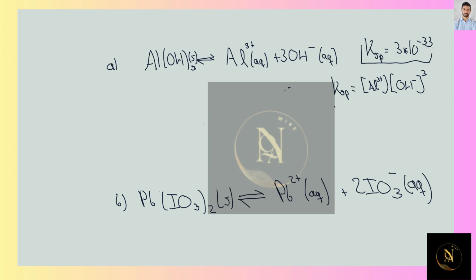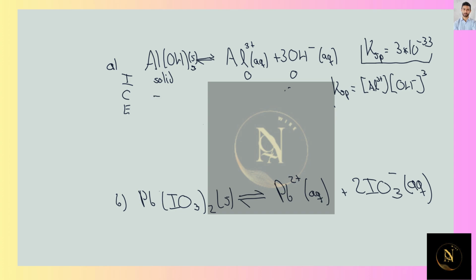Let's remember that the definition of KSP is equal to the product of the concentration of aluminum times the concentration of OH minus elevated to the stoichiometric coefficient, in this case 3. Most professors, in this type of problem, give part of the marks for the ice table. So at the beginning we have a pure solid, so we don't take that into account, and we have 0 of each of the ions.